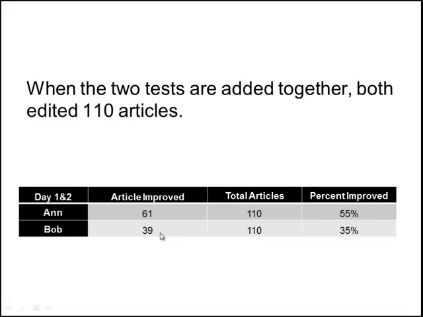Bob, who improved 9 the first day and 30 the second day, has 39 out of 110, and he improved 35% of the articles. So when we combine the 2 scores, we can see that Ann did better than Bob. So who really did better in terms of improving the articles, Bob or Ann?